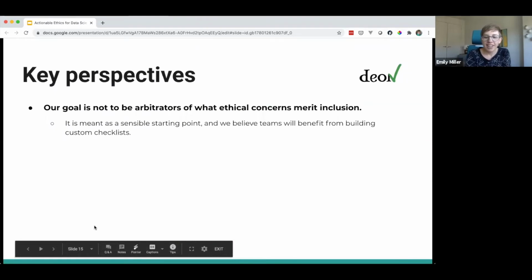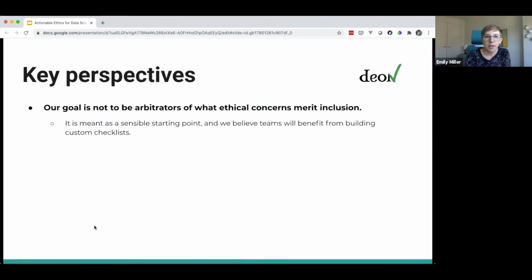Before getting into the content itself, I just wanted to share a few perspectives in building the tool. The first is that our goal is not to be arbiters of what ethical concerns merit inclusion. The checklist is designed as a reasonable default, a helpful starting point that captures a broad set of concerns that come up during the data science process. But we strongly encourage teams to design and customize checklists that capture some of the domain-specific concerns that they might be facing.